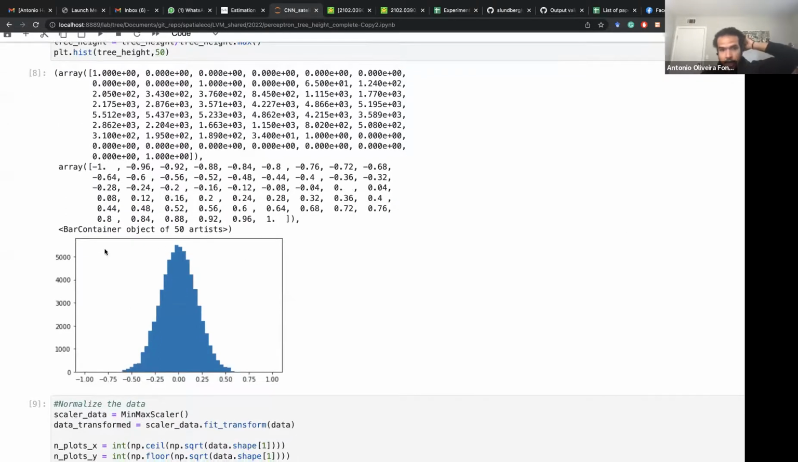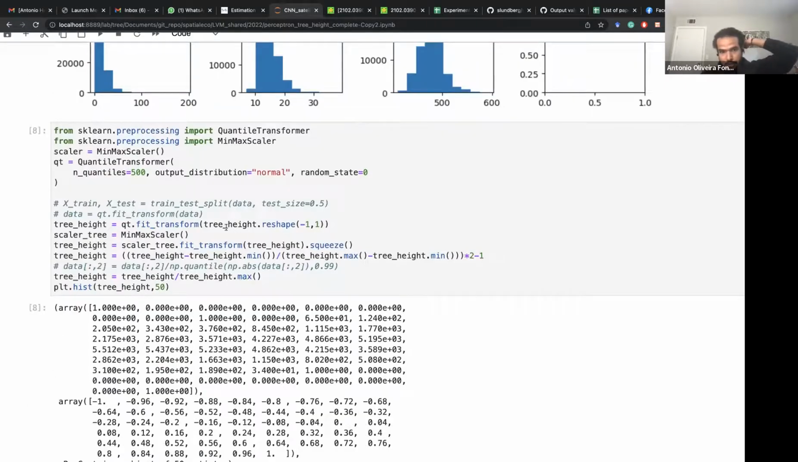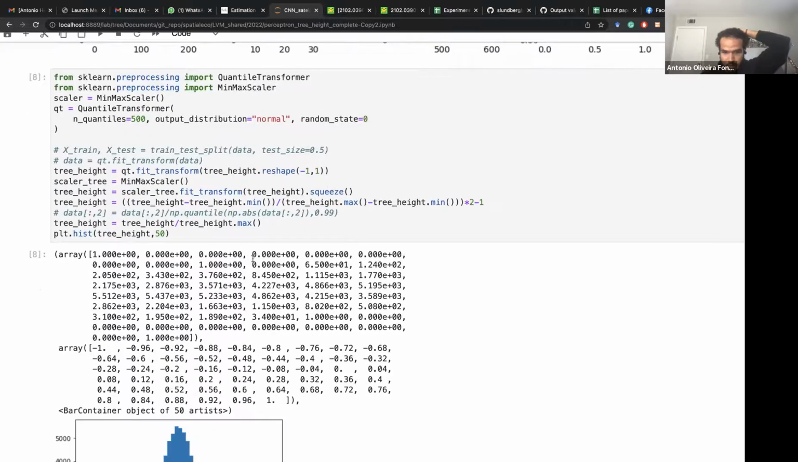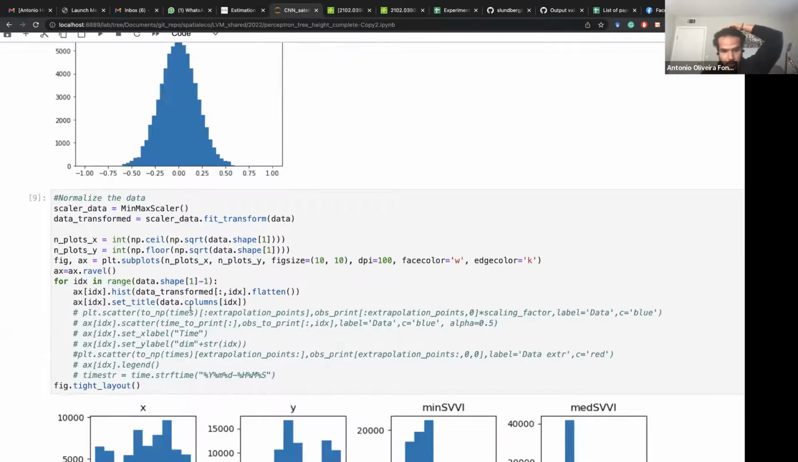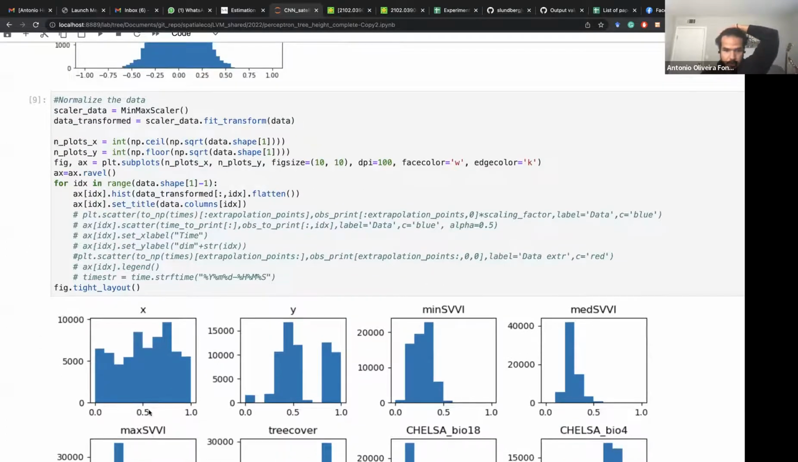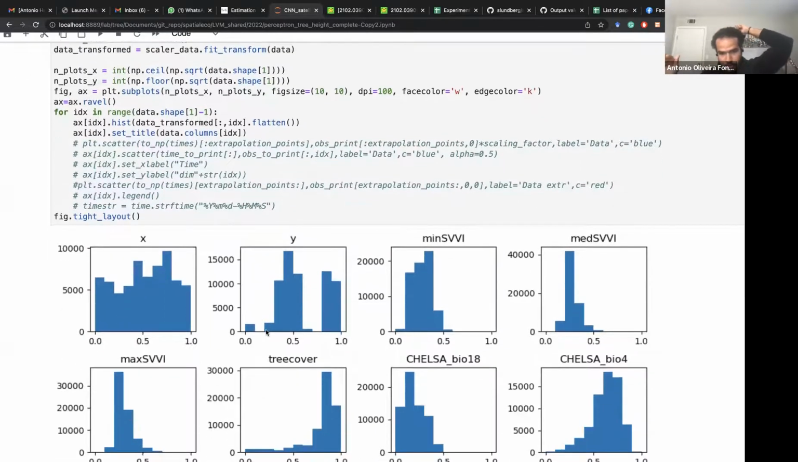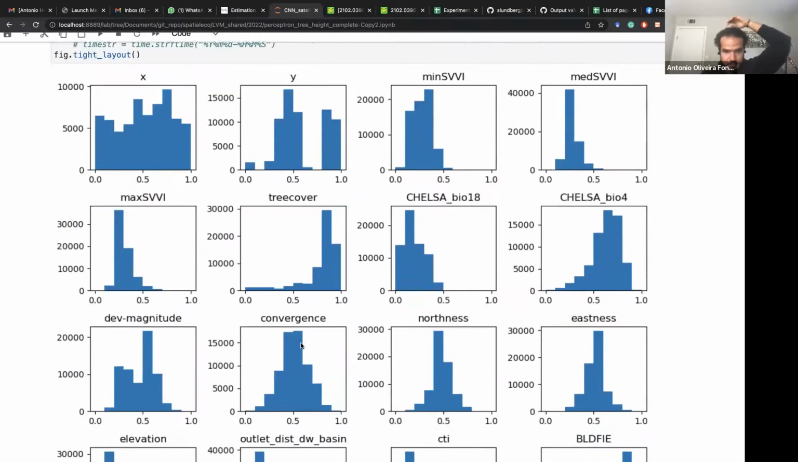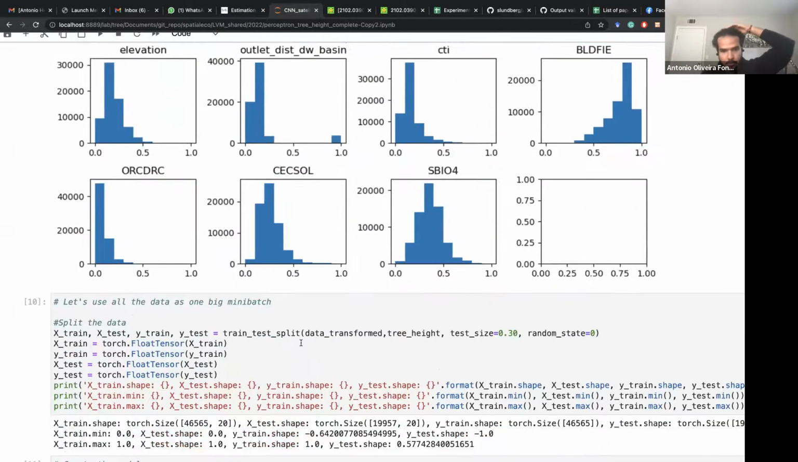So like the tree height per se, we wanted to have sort of a Gaussian distribution. So we are going to use the quantile transformation that we saw before, right? Nothing new here. All the other variables, you're going to do scaling between 0 and 1, which we also have seen before, right? I hope there is no question there, but if there is, please let me know. Okay, so this is all things that we have done before.